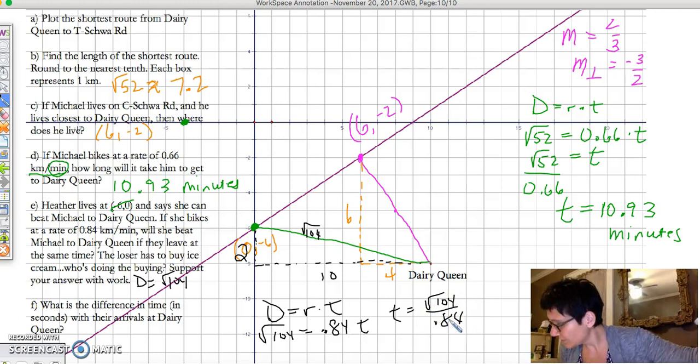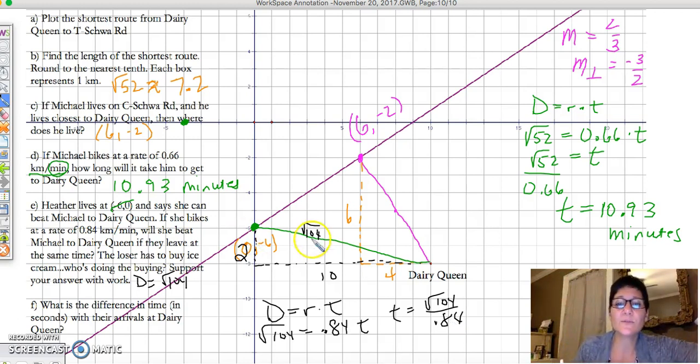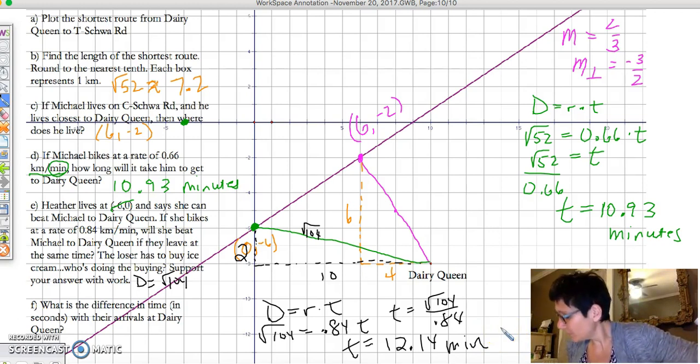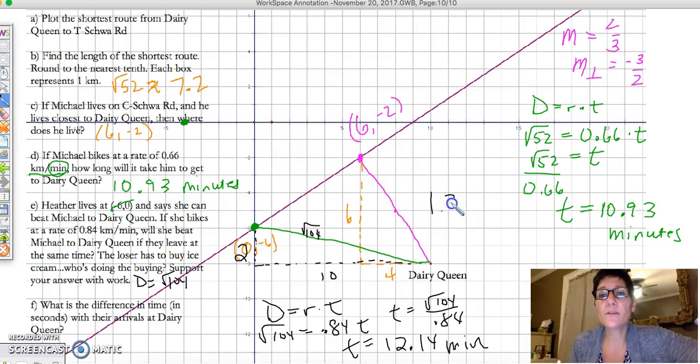So let me get my calculator. Square root of 104. Don't forget to close out that parentheses, yo. Divided by 0.84, and it takes her, ooh, sister, she got beat bad. So it equals 12.14 minutes. And it says, what is their difference in time in seconds? It's a lot of seconds that it's different. So we have 12.14 that we're going to subtract from 10.93. Don't forget that decimal. So it's 1.21 minutes.